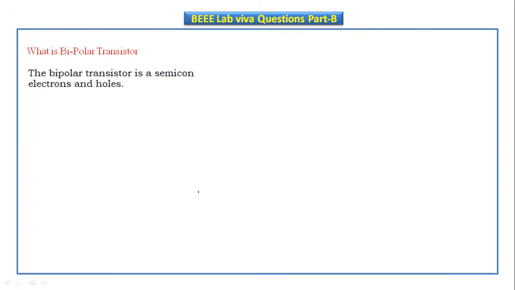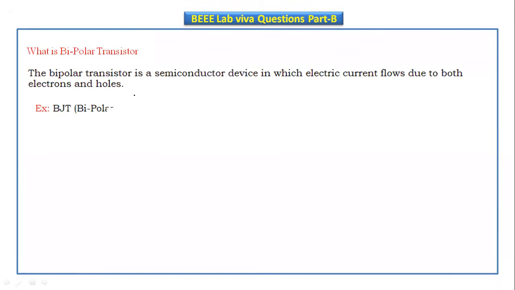Next, what is bipolar transistor? The bipolar transistor is a semiconductor device in which the electric current flows due to both holes as well as electrons. The example of the bipolar transistor is BJT, that is bipolar junction transistor.